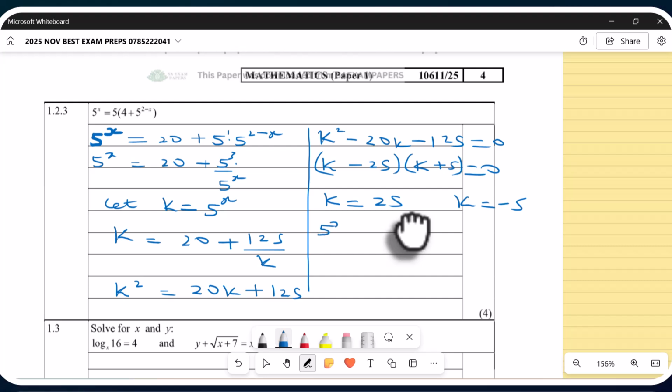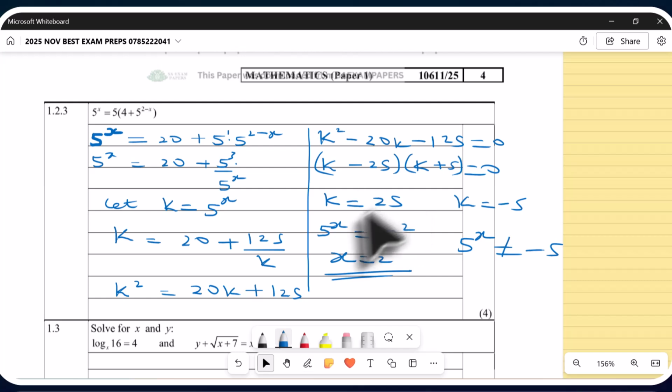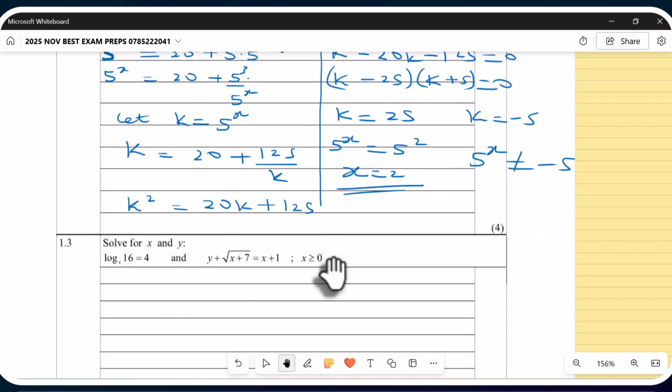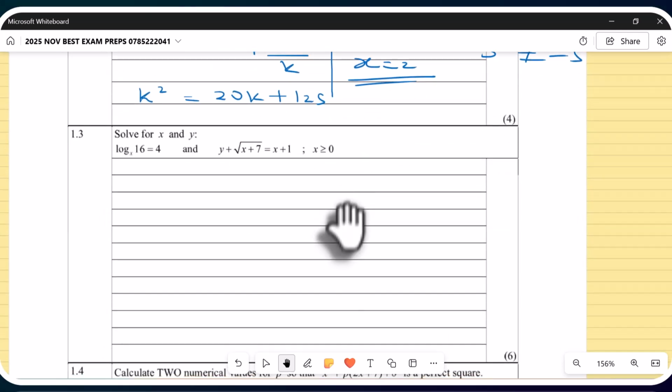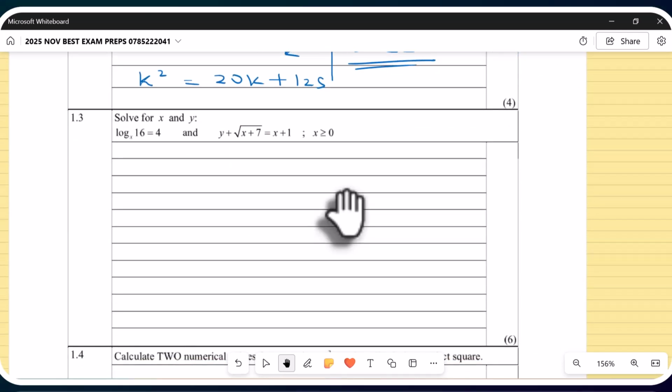So meaning my y equals this 3 here minus or plus 3. So I've got y equals 0, or y equals 6. So the answer is x equals 2 and y is 6, or again, x equals 2 and y is 0. Let us proceed. We are almost done.